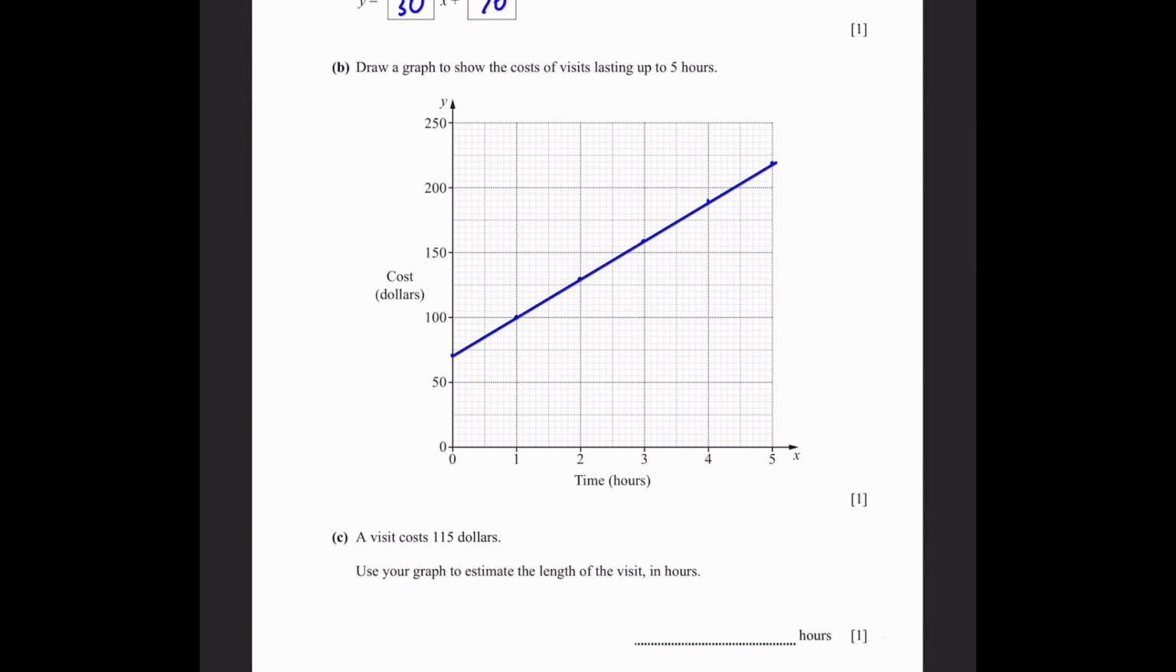C. A visit costs $115. Use a graph to estimate the length of the visit in hours. So $115 must be in between these two. So there's 100 here, 110, 120, 130, 140, 150. That means every 2 small units, there is $10 increase, which means 1 small unit, $5. That means the third line right over here is 115. That comes over here, which means it's at the middle of 1 and 2, 1.5 hours.